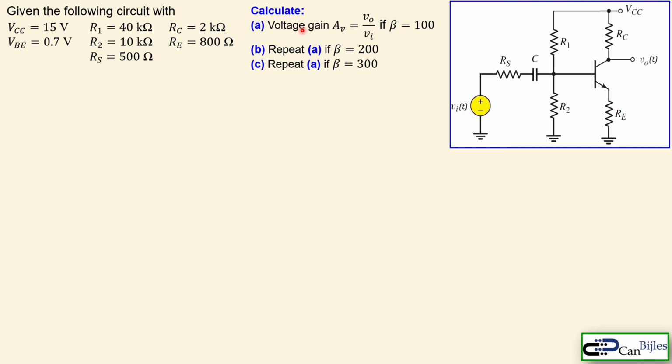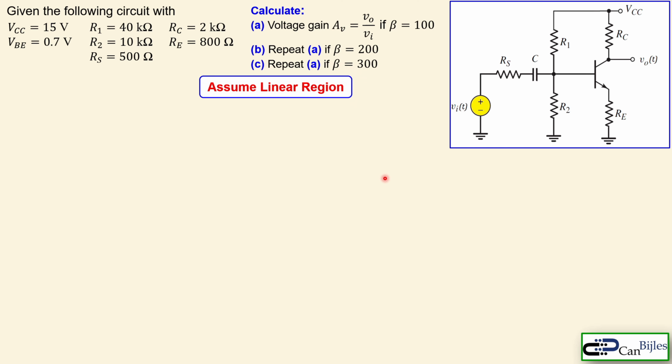We would like to calculate the voltage gain, from the output, the collector node, to the input, Vi, if the beta of the transistor is 100. Then we repeat the process for beta equal to 200, so the parameter of the transistor has changed enormously from 100 to 200. Then another change, question C, is that it is now 300. We will compare that in the final discussion to see the effect of this change in beta.